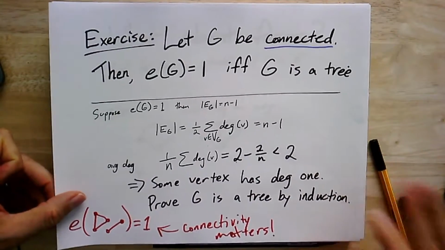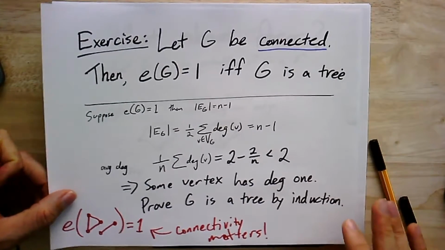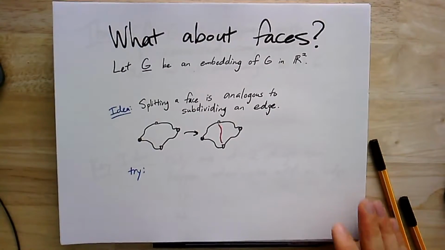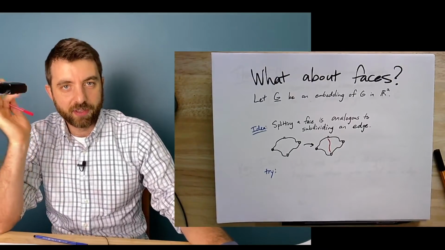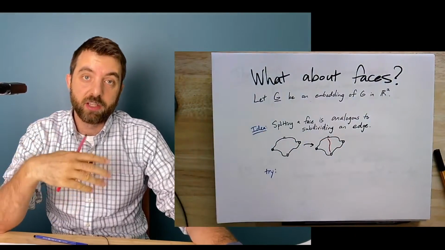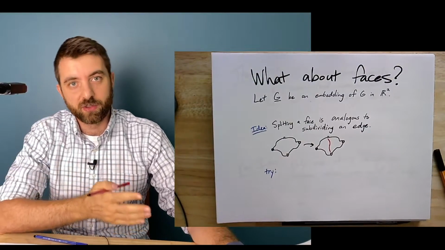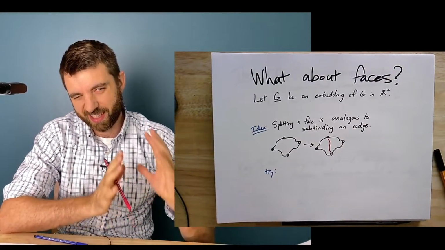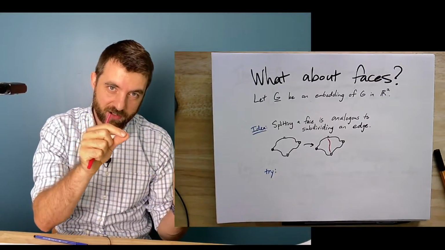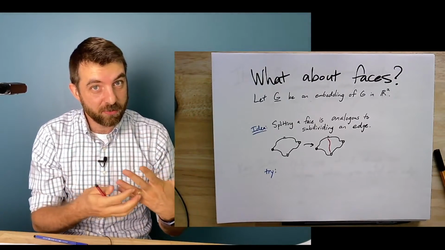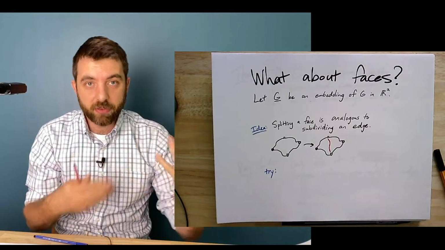But this is just about vertices and edges right now. What about the faces? So once you draw the graph in the plane, you have an embedding of the graph, then you have this notion of faces. So you've got the zero-dimensional structure, that is the vertices. You've got one-dimensional things, these edges. And now you also have these two-dimensional things, which are faces. And somehow those should play a role.